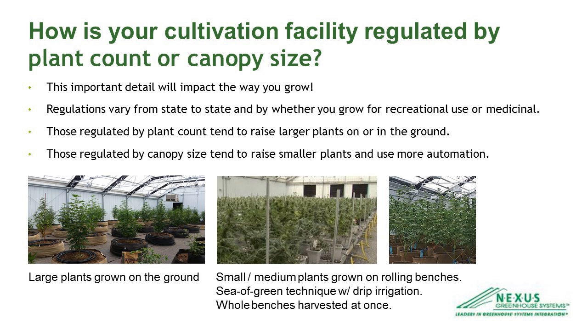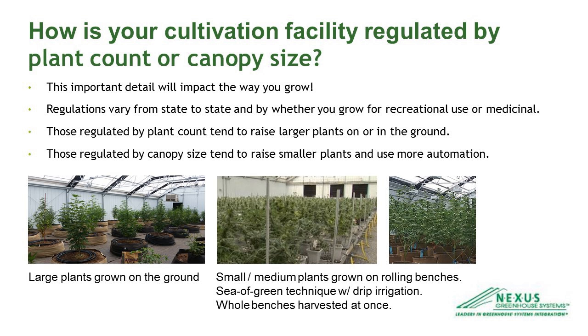Those regulated by plant count tend to raise larger plants on or in the ground. These would be states like Michigan, for example, or if you're a medical grower where you're limited to a certain number of patients, or you have a lower plant count and you're going to raise larger plants. Lastly, those regulated by canopy size tend to raise smaller plants and use more automation, and do faster turns. Here in the picture below, you can see larger plants growing on the ground.